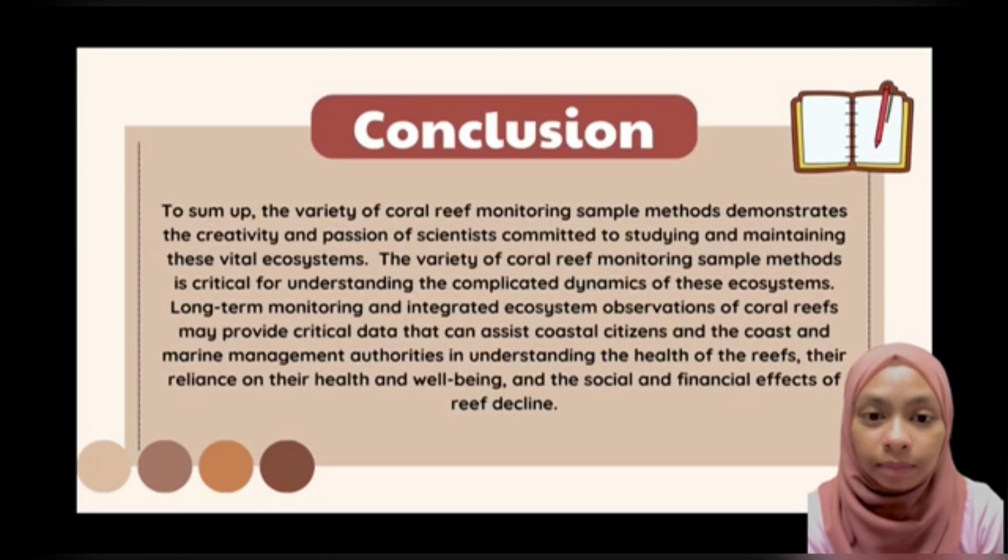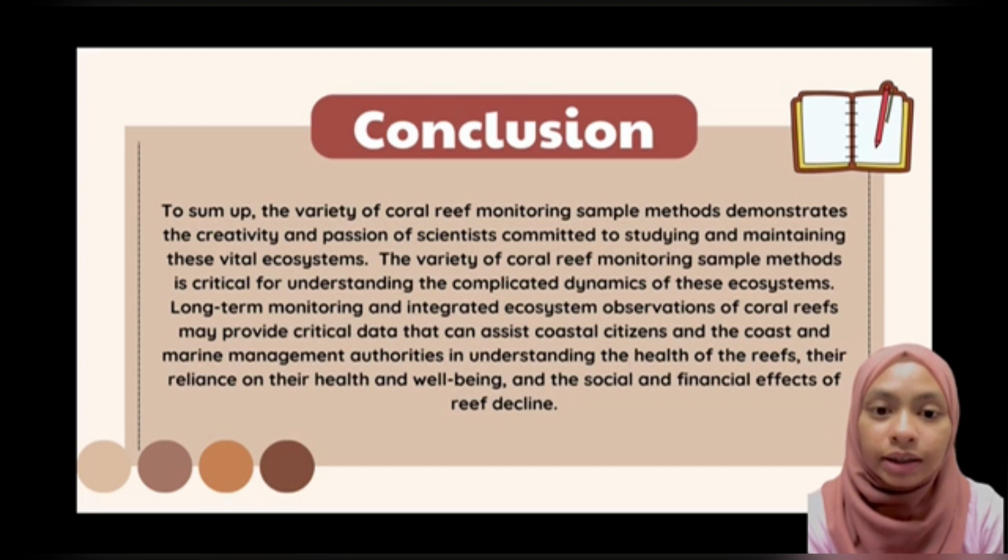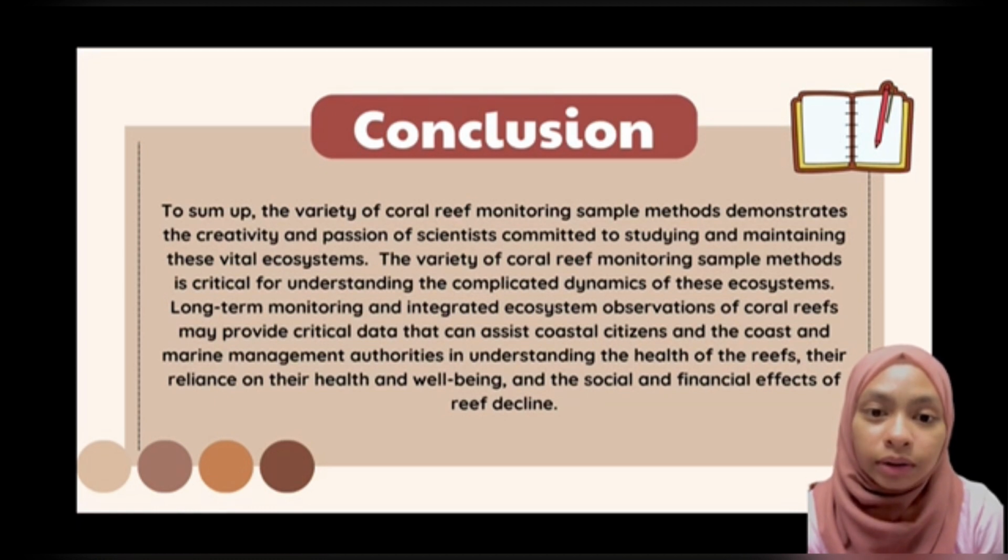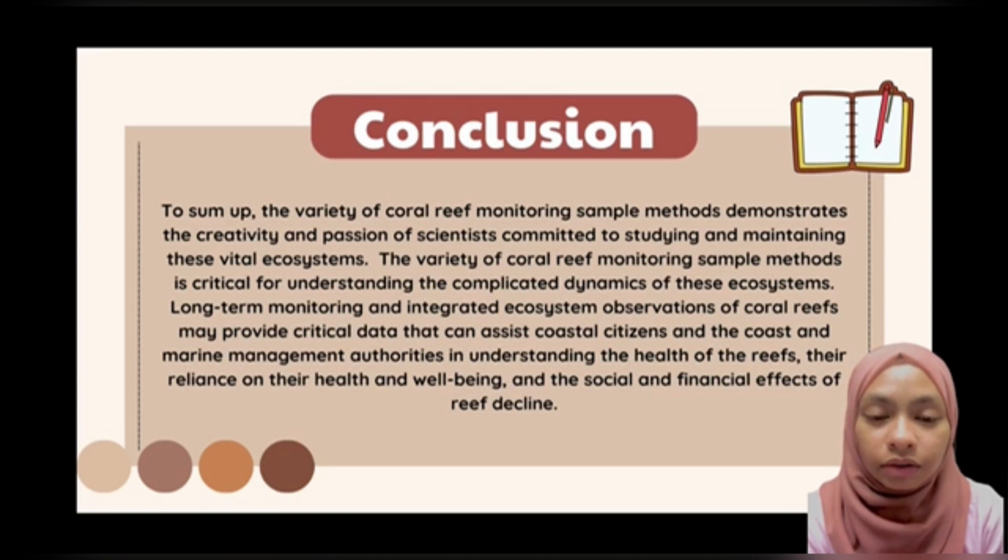To sum up, the variety of coral reef monitoring sample methods is critical for understanding the complicated dynamics of this ecosystem. Long-term monitoring and integrated ecosystem observation of coral reef may provide critical data that can assist coastal citizens and marine management authorities in understanding the health of the reef.